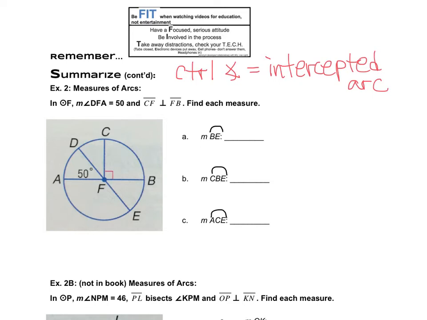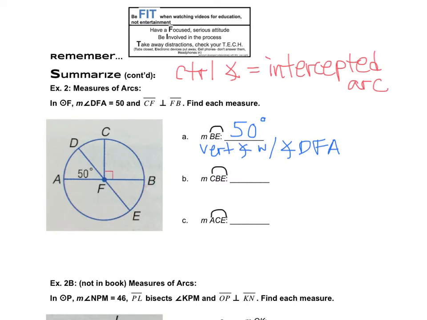So if we're looking at the diagram here and we want to find the measure of arc BE, then that is going to be equal to the angle that cuts off that arc, which is the measure of angle BFE, and that is a vertical angle with angle DFA, and DFA is marked as 50, and so the angle BFE is also 50, which makes the intercepted arc BE right here.